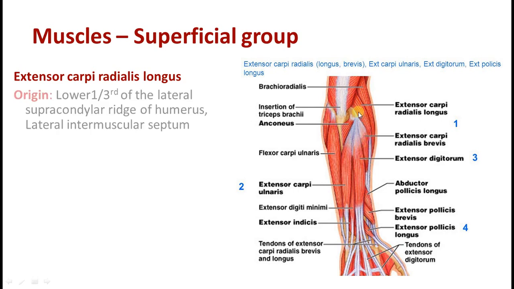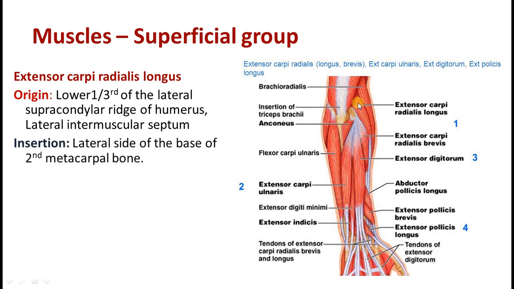The first muscle is the extensor carpi radialis longus, from the lower part of the lateral supracondylar ridge and lateral intermuscular septum. So extensor carpi radialis longus and brachioradialis have almost a common origin. They actually arise from the lower part of the arm. It is going to get inserted into the base of the second metacarpal.